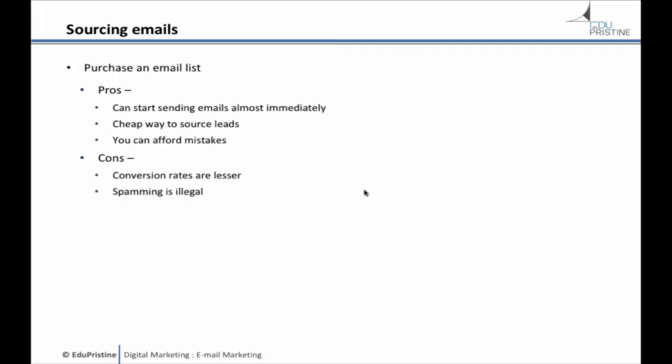Okay. Another way is to purchase an email list, which means that there is a third-party company providing a database of email addresses. You can just go and buy it right away. So the pros are that you can start sending emails almost immediately. Right? It is one of the cheap ways to source leads.